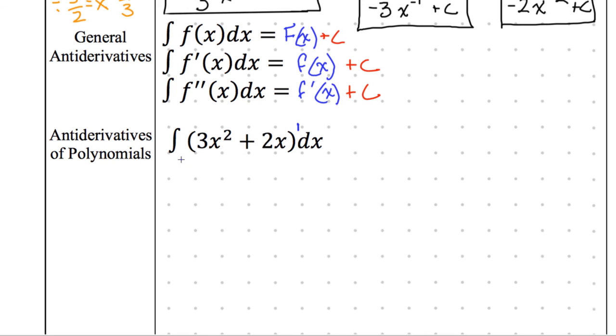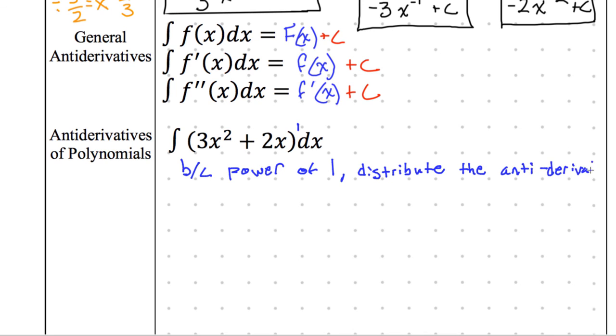But because we have a power of 1, let's write this down. Because it's a power of 1, we can distribute the operation, or distribute the antiderivative. What I mean by that is this integral, that symbol on the left, is now applied to the 3x squared, and it's also applied to the 2x because that was a power of 1. If it's a power of 2, other things happen.